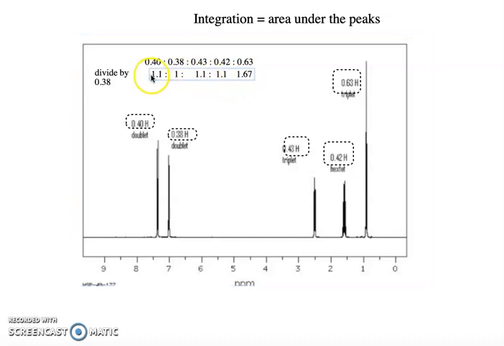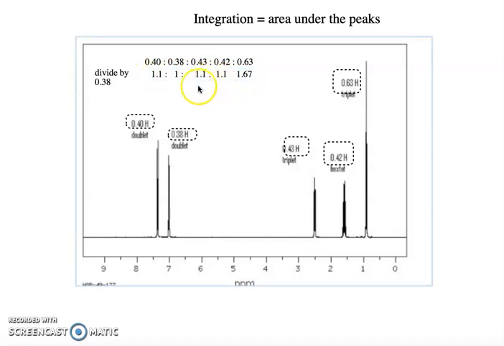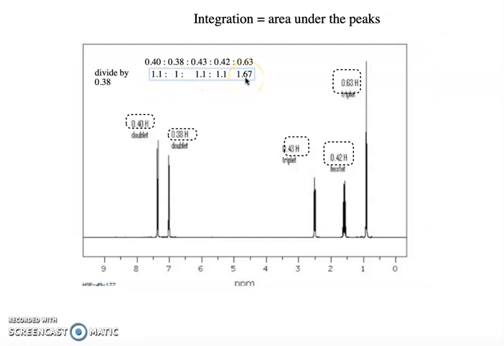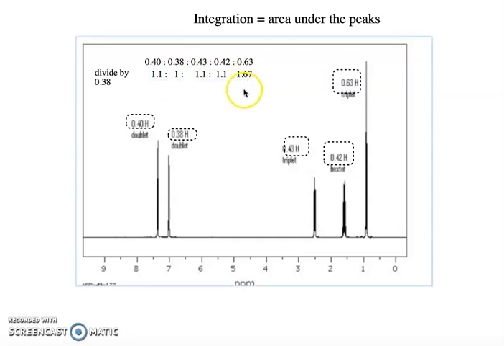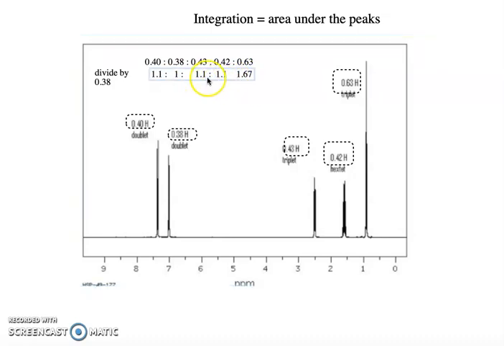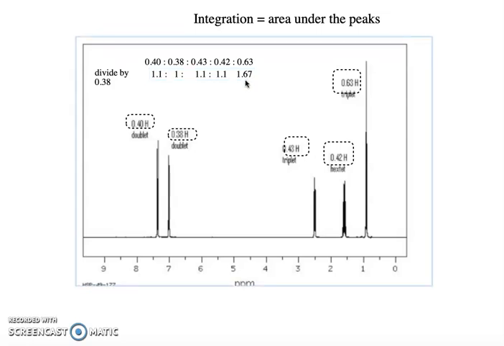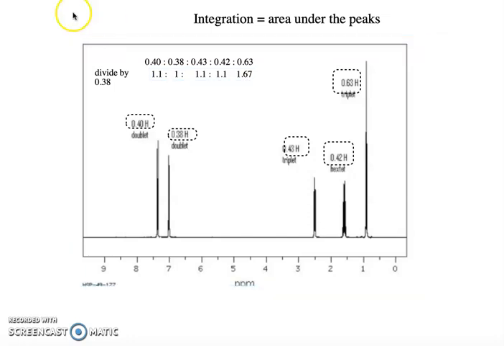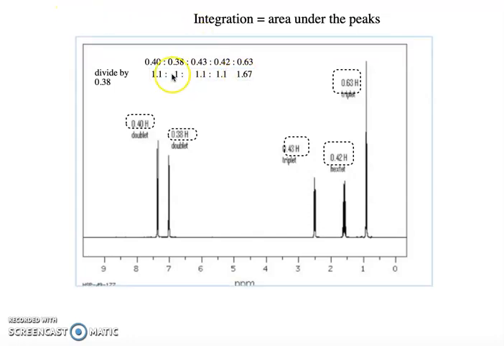Now these first three, it would be reasonable to round them all to 1. This one though, 1.67, it's too far from 1, too far from 2 to round. We need to do something else. What I'm going to do next is I'm going to multiply this by something that would give me close to a whole number. If I multiply this by 2, I get about 3.3, but if I multiply this by 3, I get 5.0. So that's what I'm going to do now.